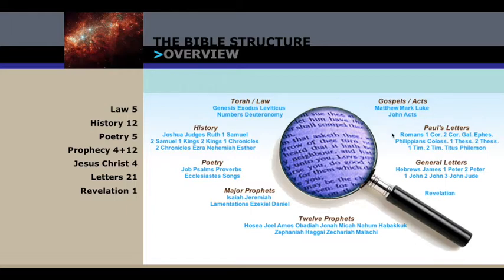We've then got Paul's letters, which is Romans, 1st and 2nd of Corinthians, Galatians, Ephesians, Philippians, Colossians, 1st and 2nd of Thessalonians, 1st and 2nd of Timothy, Titus, Philemon. We then have general letters, which is the book of Hebrews, James, 1st and 2nd of Peter, 1st, 2nd, 3rd of John, Jude, and finally Revelation. So here we've got these books in the New Testament and these books on this side, the Old Testament, and together they form the Bible as we know it.